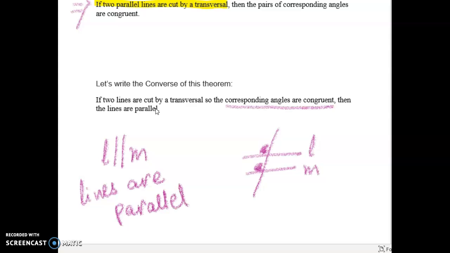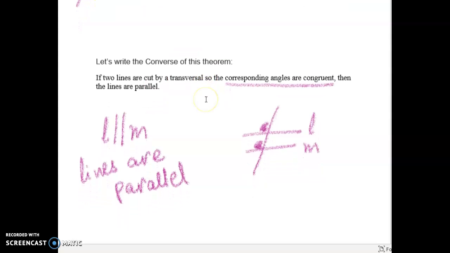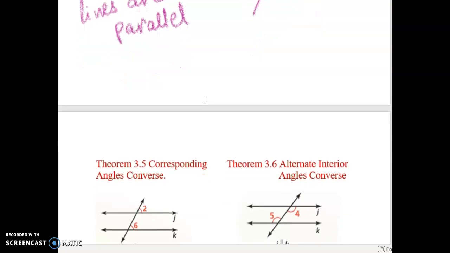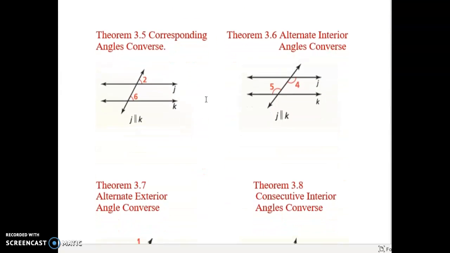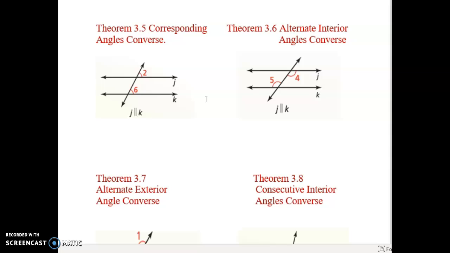Right? Based on that, there are a few theorems that we can use to prove that lines are parallel. First is the corresponding angle converse that I just explained to you. Another is the alternate interior angles converse. We know alternate interior angles: they are alternate, and they are in the interior part of the lines. So if in a question it is given to you that the alternate interior angles are equal, I can use the alternate interior angle converse to prove that J is parallel to K.